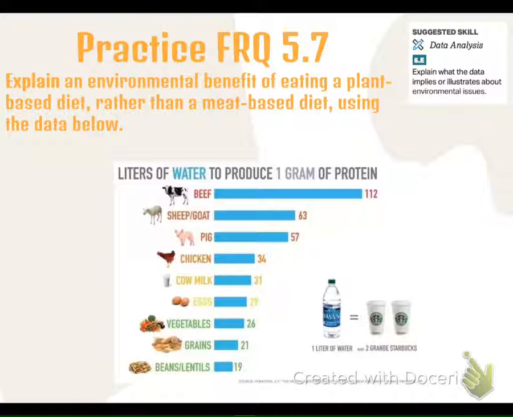So, practice FRQ. Explain an environmental benefit of eating a plant-based diet rather than a meat-based diet using the data below.